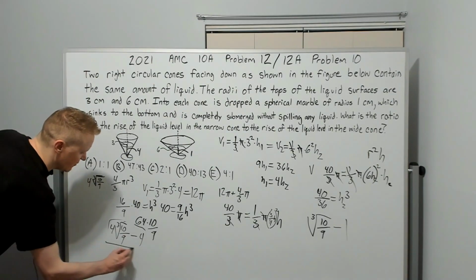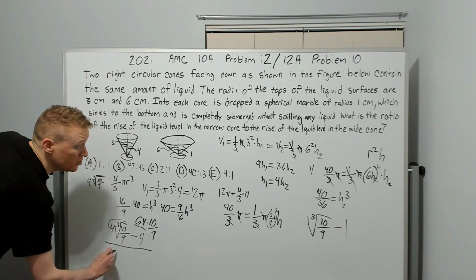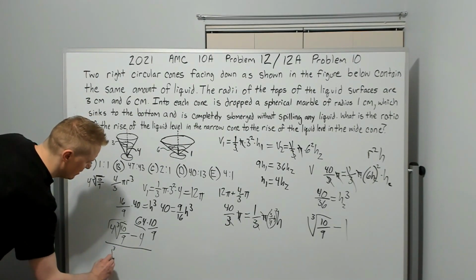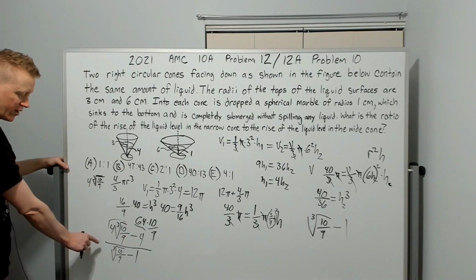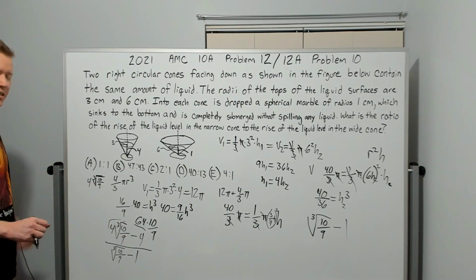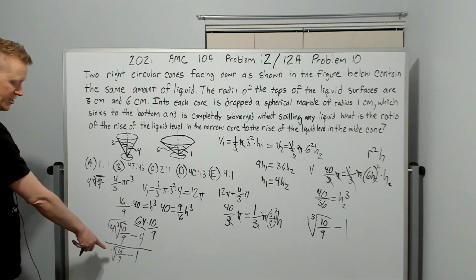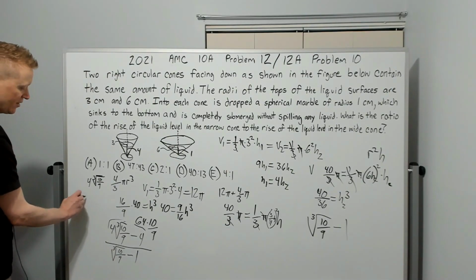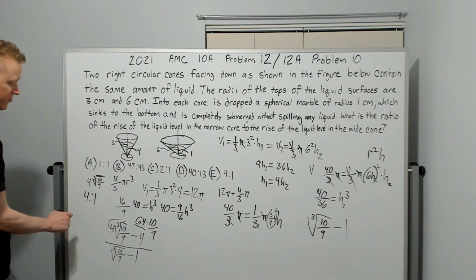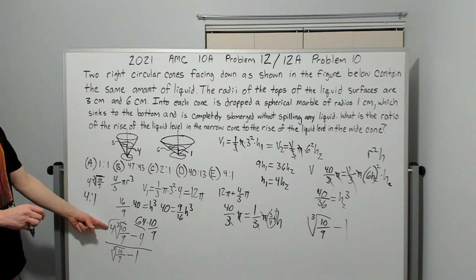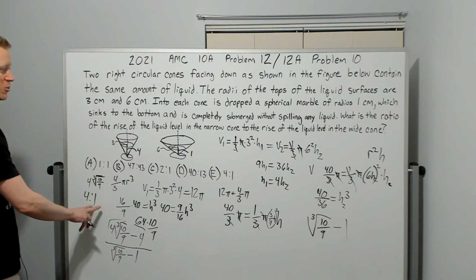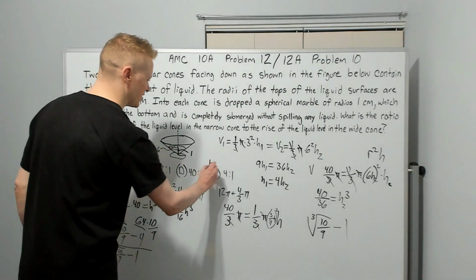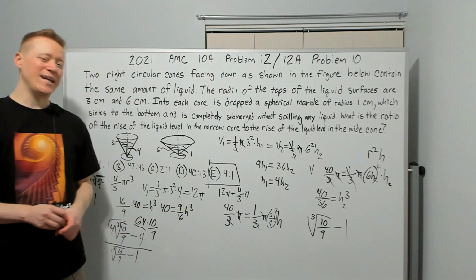So if I divide, it's going to be cube root of 10 over 9 minus 1. And now you will factor out the 4, and it will cancel the cube root of 10 over 9 minus 1 over the cube root of 10 over 9 minus 1. The ratio you get is 4:1. Now we know this is the narrow cone because that's the one that we used first. So we get a 4:1 answer. Answer choice E.